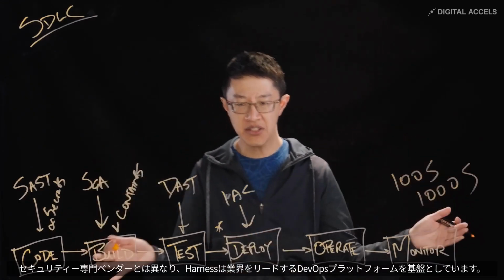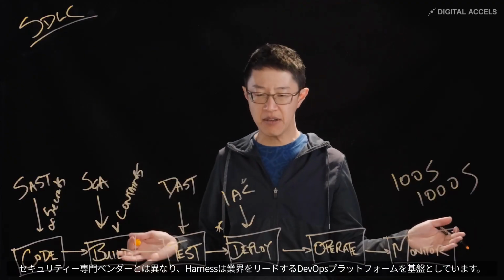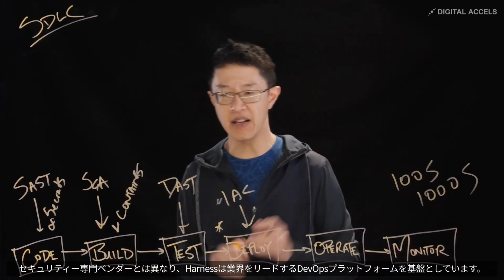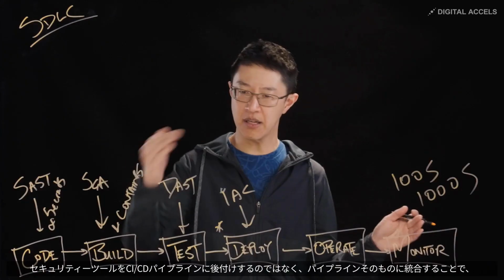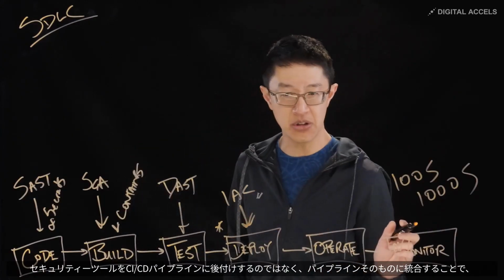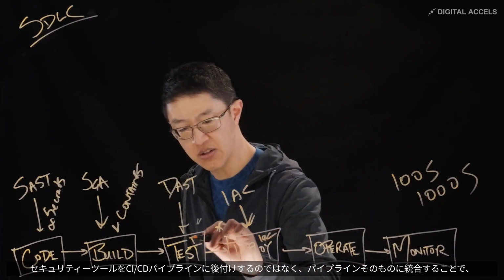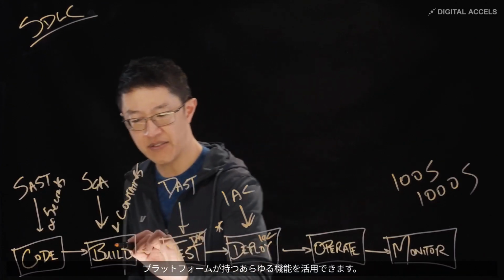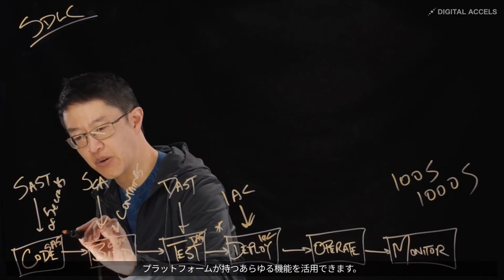What Harness does is, unlike a pure play security vendor, Harness is built on an industry-leading DevOps platform. Everything we do is built on it. And so now, from a security tool perspective, instead of being bolt-on to a CI/CD pipeline, we're now bringing security into the pipeline, where it can take advantage of all of the capabilities that are available on the platform.